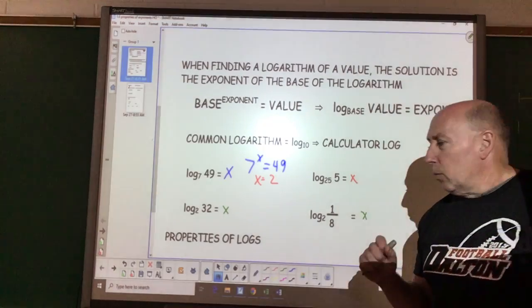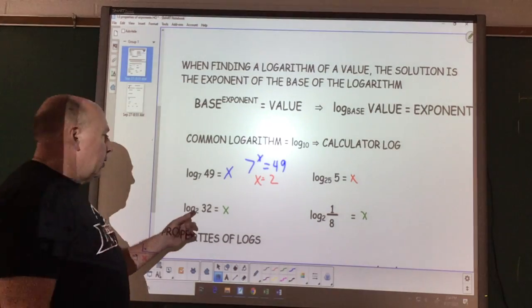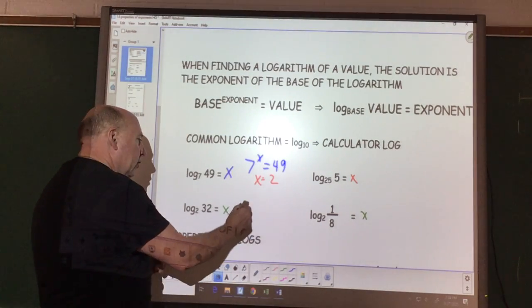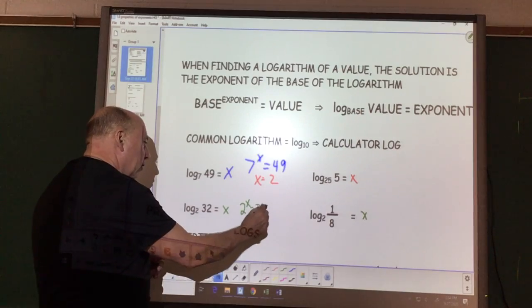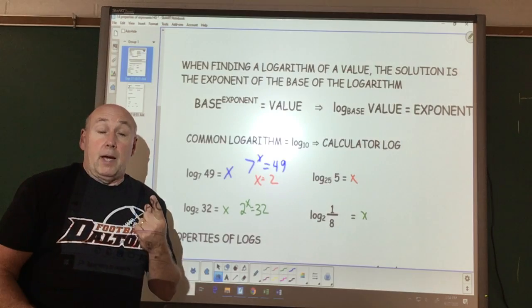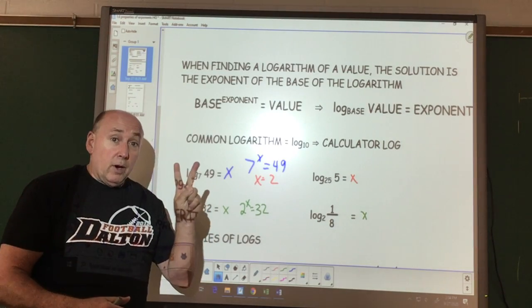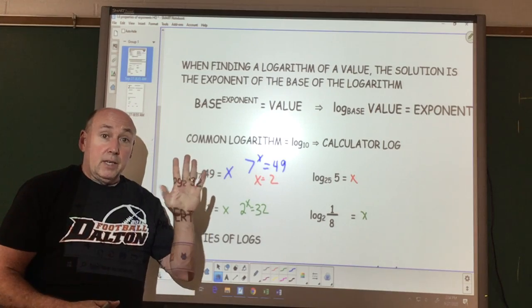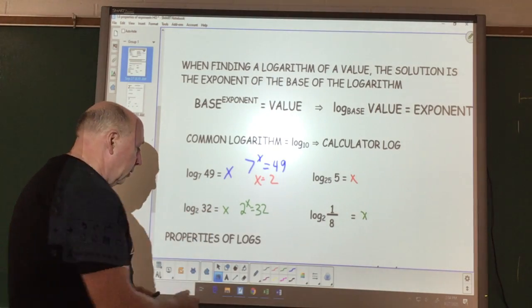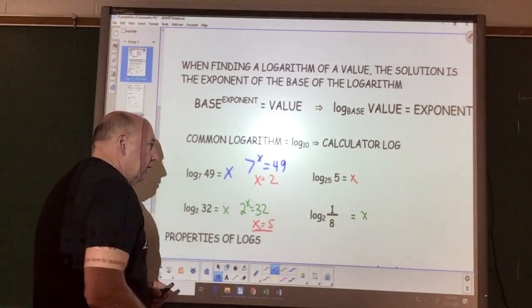All right, we'll start with the easier one down here. The easier one is writing it 2 to the x is equal to the value of 32. So we have to count up on our fingers how many times do I have to multiply 2 by itself. Well, 2 times 2 is 4, times 2 is 8, times 2 is 16, times 2 is 32. So x would equal a value of 5.